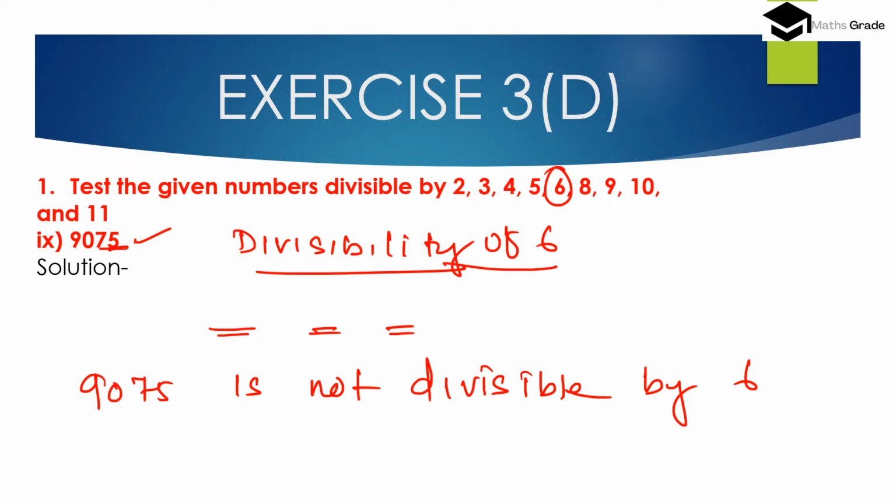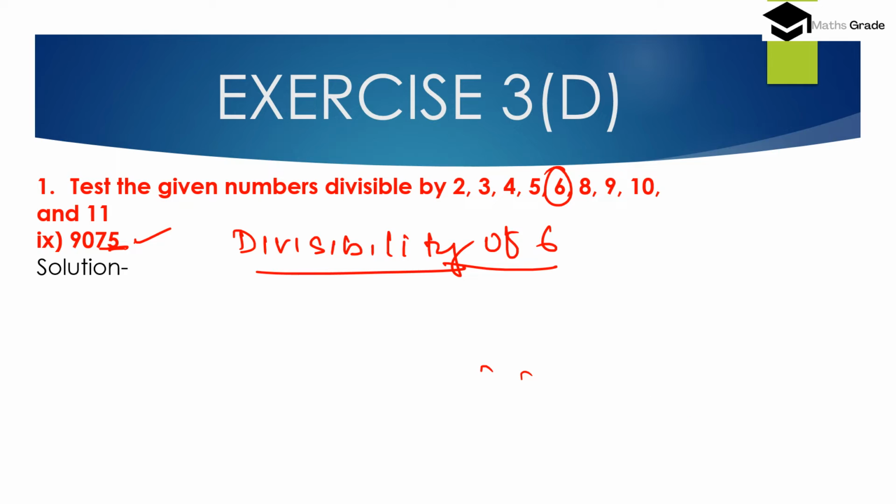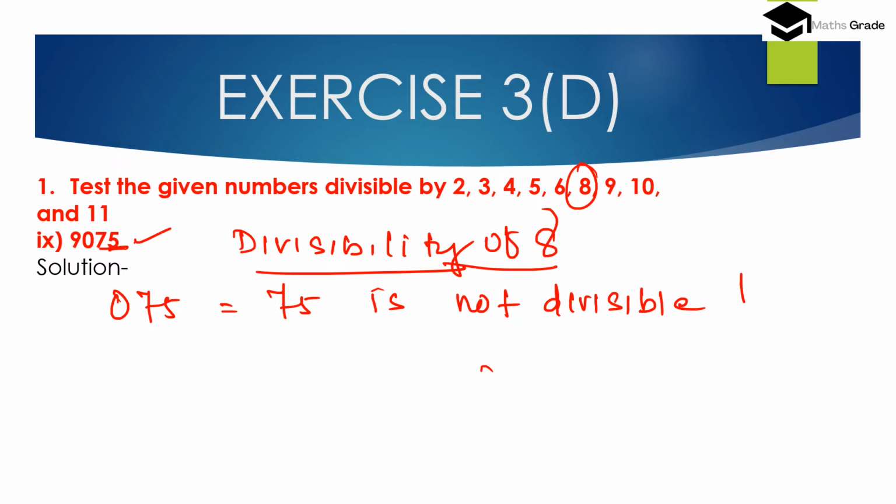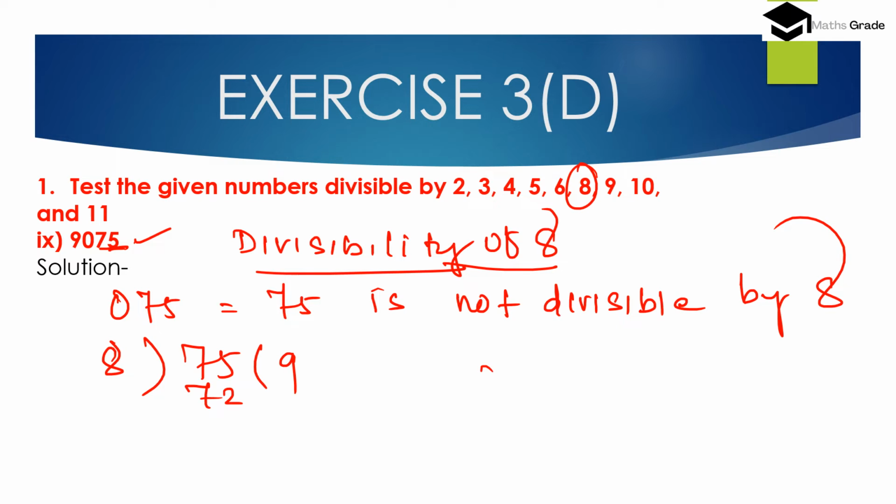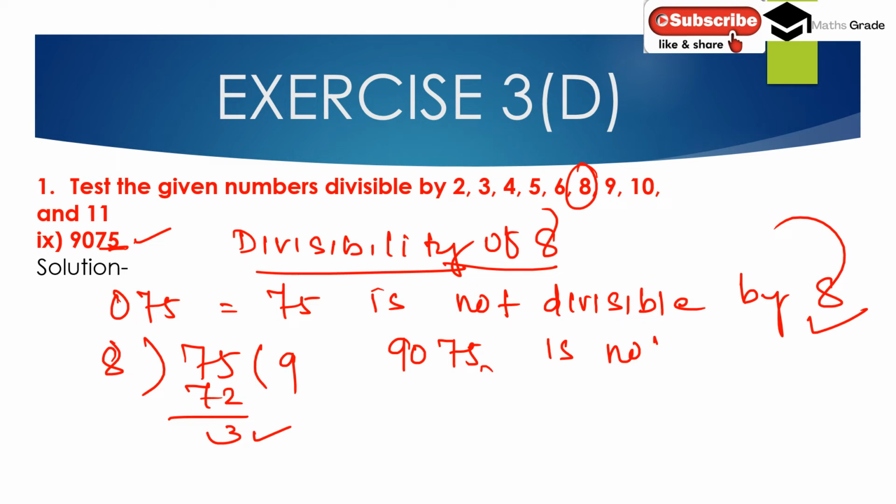Now we'll check whether the number is divisible by 8 or not. Divisibility of 8. We know any number is divisible by 8 if the last 3 digits of the number are divisible by 8. Here the last 3 digits of the number 9075 are 075, and 075 is 75 which is not divisible by 8. Because if we divide 75 by 8, 8 9 is 72 and the remainder is 3 which is not equal to 0. So 75 is not divisible by 8. So this number 9075 is not divisible by 8.